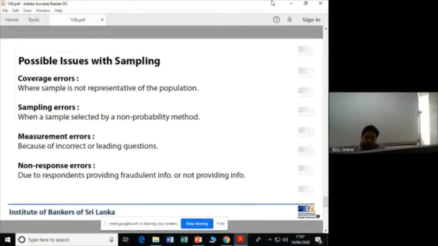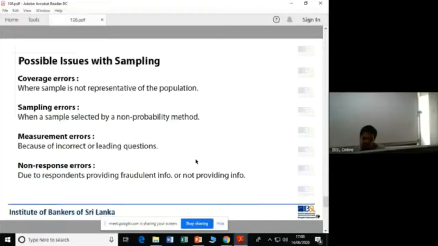Okay. The second aspect, similar to measurement errors, would be non-response error. That is due to respondents providing fraudulent or incorrect information, or not being willing to give information, or failing to provide the complete set of responses to one or more questions.